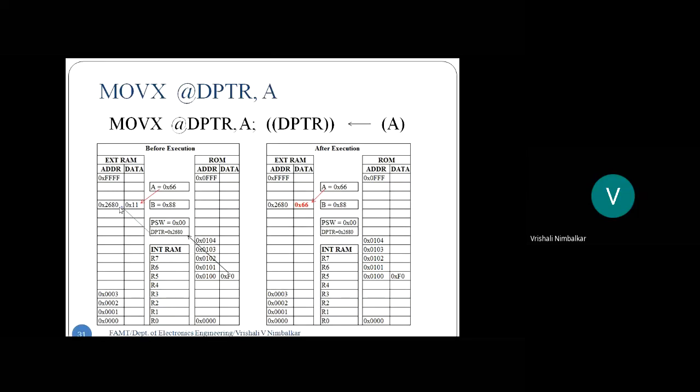Go to that address. See the black arrow? From DPTR, it immediately picks up that address. The blue arrow goes to that address, 2680 hex, and data from the accumulator is transferred to that address. Correct? See, after execution, 66 hex was the data in the accumulator. It is transferred to 2680.